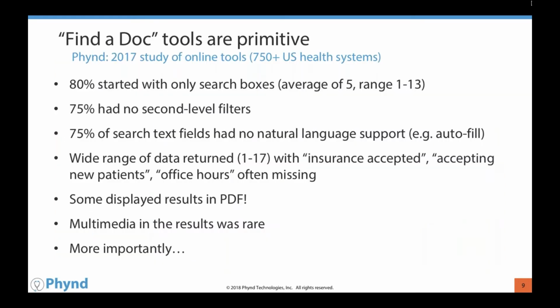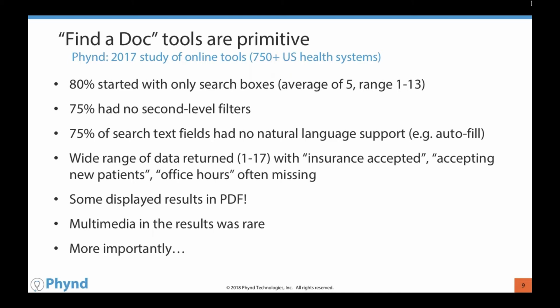Well, the FIND group, our co-sponsors today, actually did a study of this back in 2017. They looked at 750 different healthcare systems, and here's what they found. 80% started with a screen with only search boxes, much like what we just saw. The average number of search boxes was 5, but they ranged from 1 to 13. Most of those sites had no second level filter. So once you made a choice, you couldn't refine it any further.